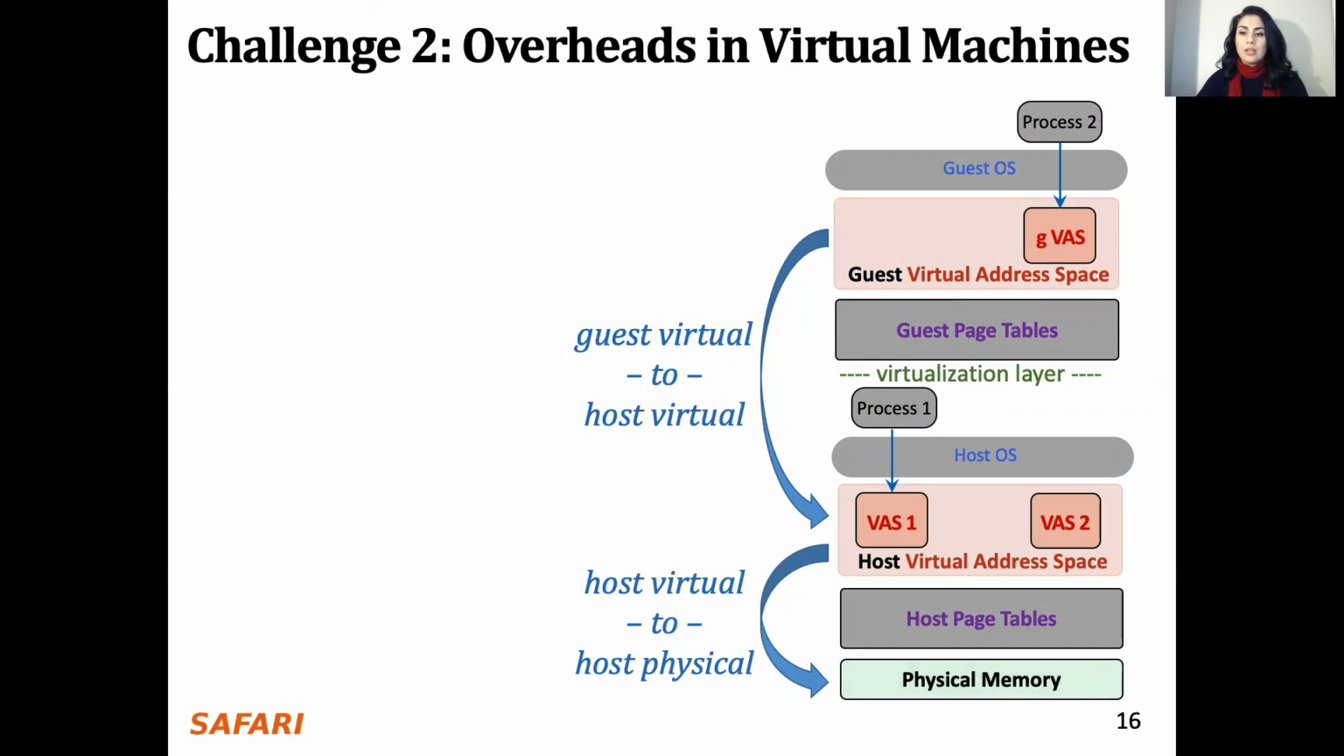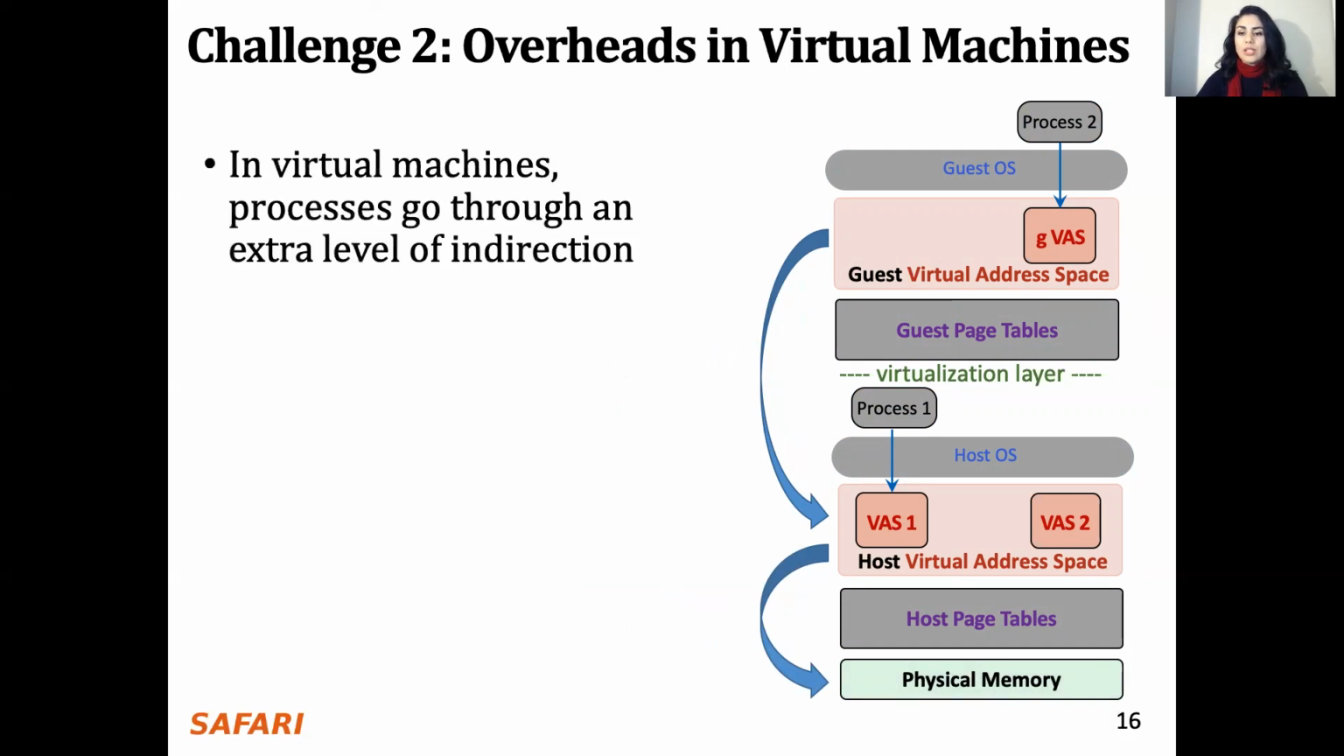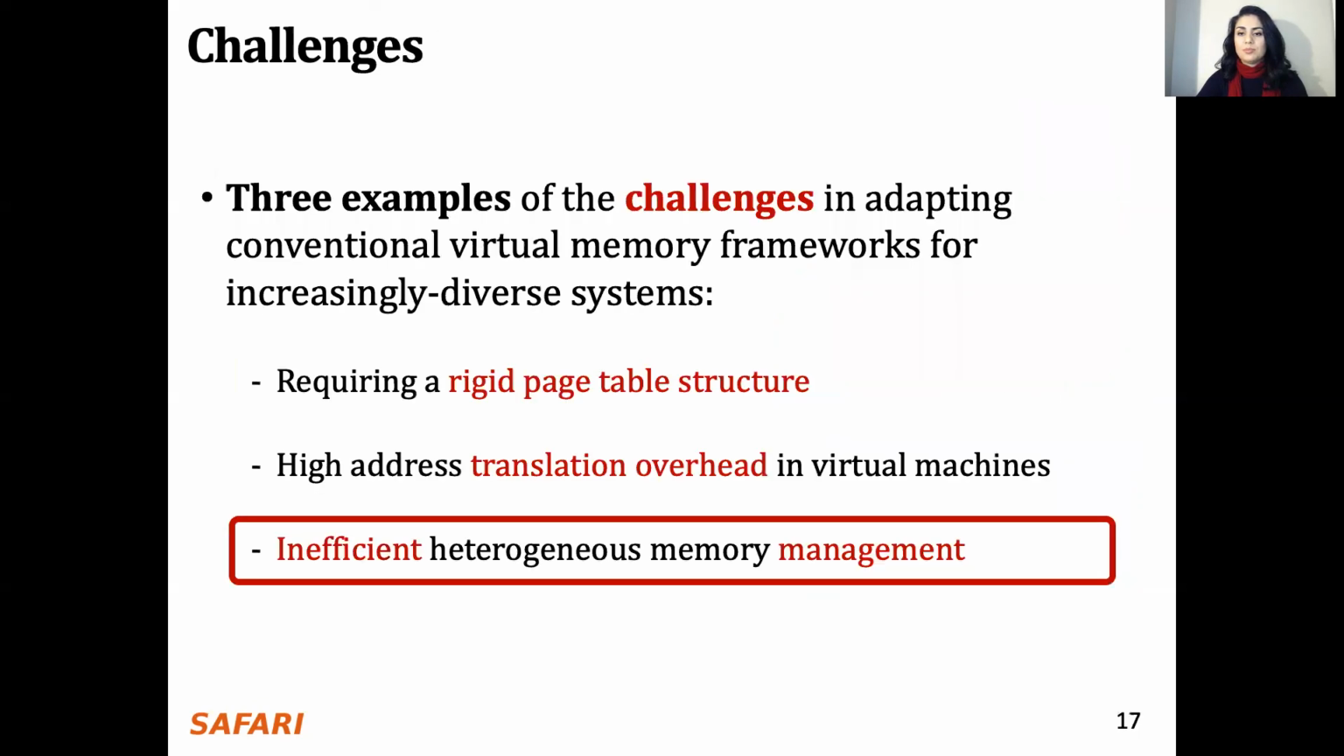the host physical address. This extra level of indirection results in many important issues, including two-dimensional page walks, where the number of memory accesses required to perform address translation increases dramatically. This issue makes it challenging to perform computation in virtualized environments efficiently.